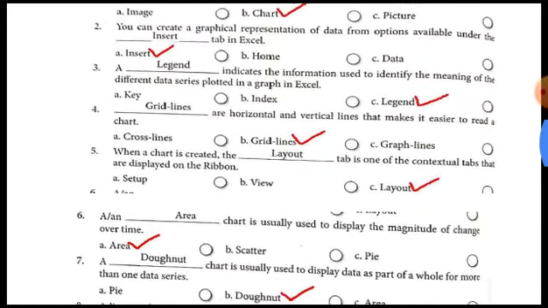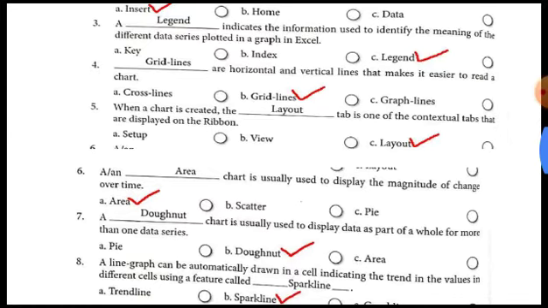Okay, then the sixth one is: an area chart is usually used to display the magnitude of change over time. All of us know that an area chart is usually used to display the magnitude of change over time. So here, out of these three, area is the correct option.